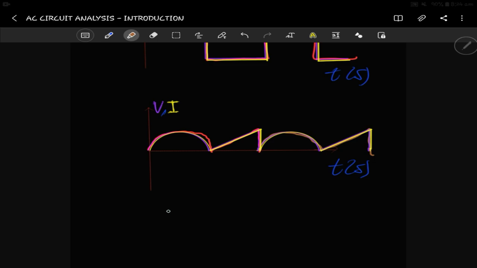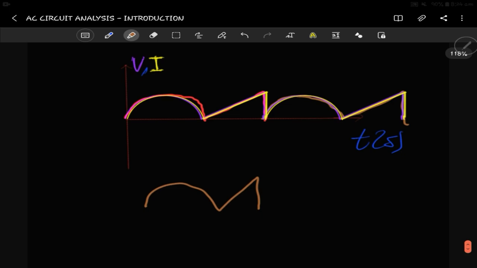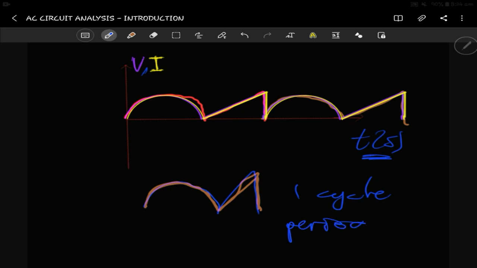So you can see clearly that this is what we call a cycle for this particular sinusoidal voltage or current. It has a particular shape. One of these is what we call a cycle. And since we are doing everything against time, the time it takes to complete just one cycle is what we call a period, which is T.